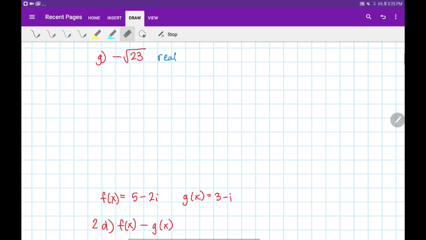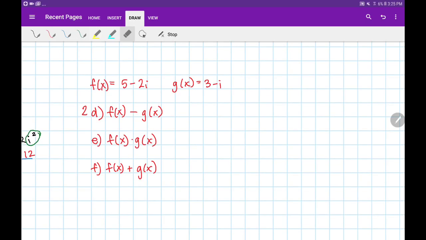Let's go to number 2. So f of x minus g of x required you to distribute the negative. And when you do all that, the answer that you should get would be 2 minus i. For letter E, you're multiplying them out.